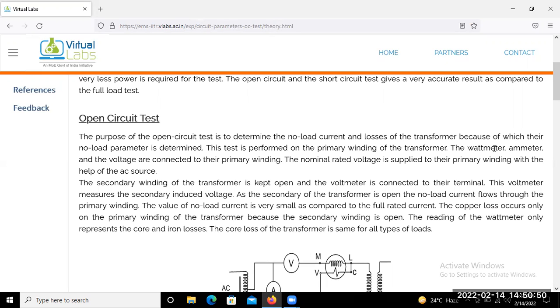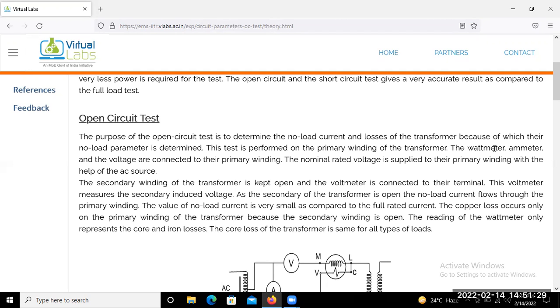The nominal rated voltage is supplied to the primary winding with the help of the AC source. Be careful that whenever you perform the open circuit test, you supply the rated voltage, and we perform the test at rated voltage and frequency. All the instruments are connected towards the LV side. The secondary winding of the transformer, that means the high voltage side, is kept open, and the voltmeter is connected to the terminal.